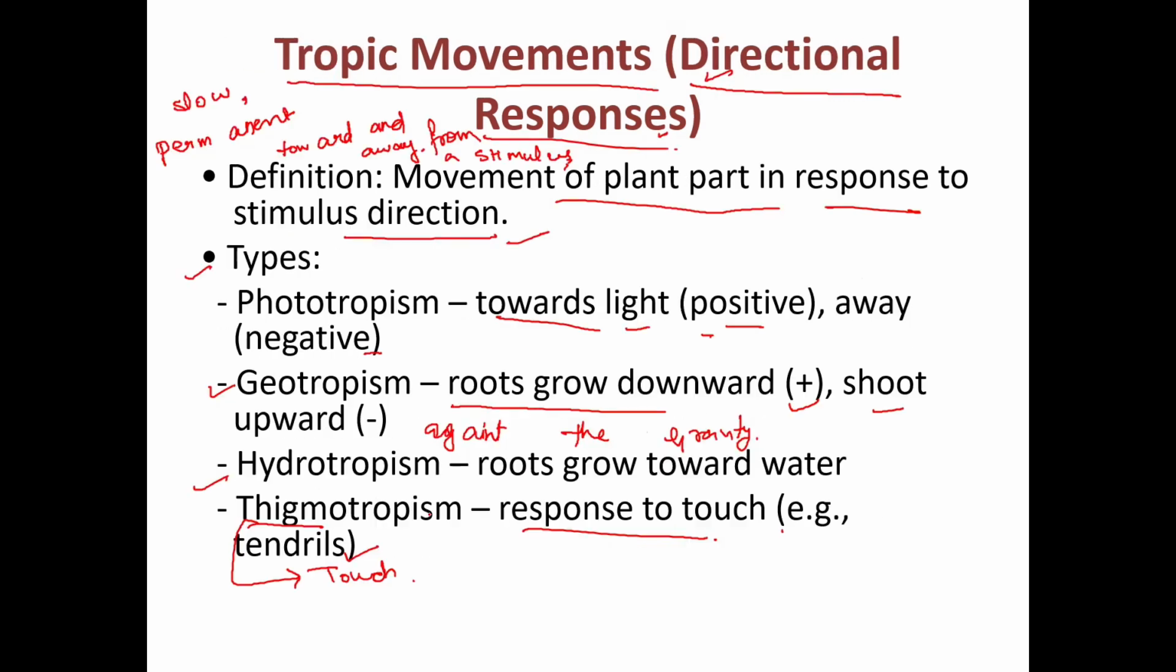So basically, overall, positive tropism is movement towards a stimulus, whereas negative is movement away from a stimulus. Right.